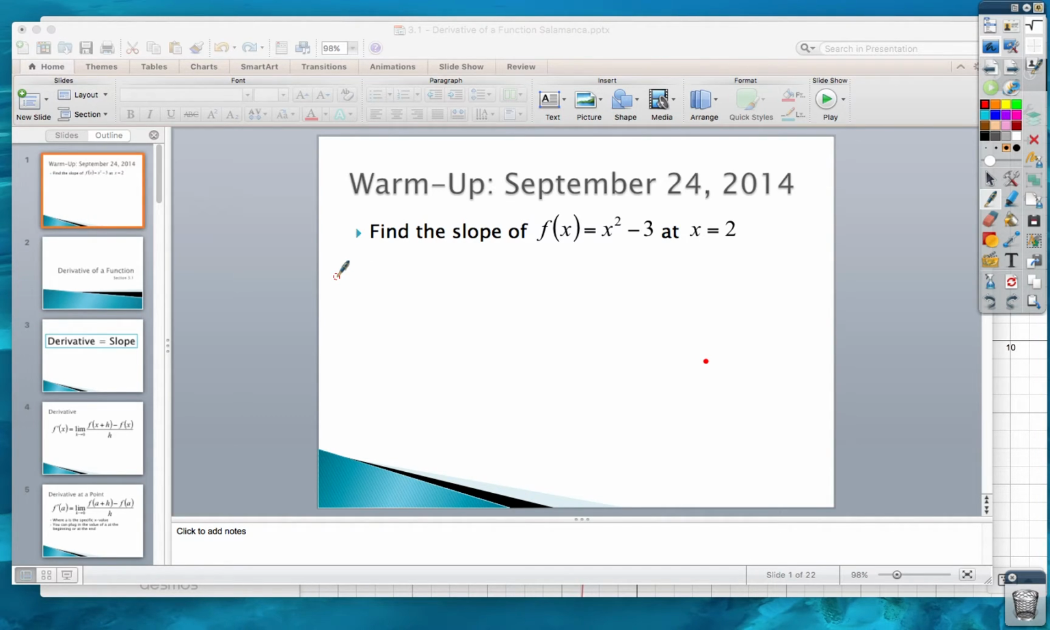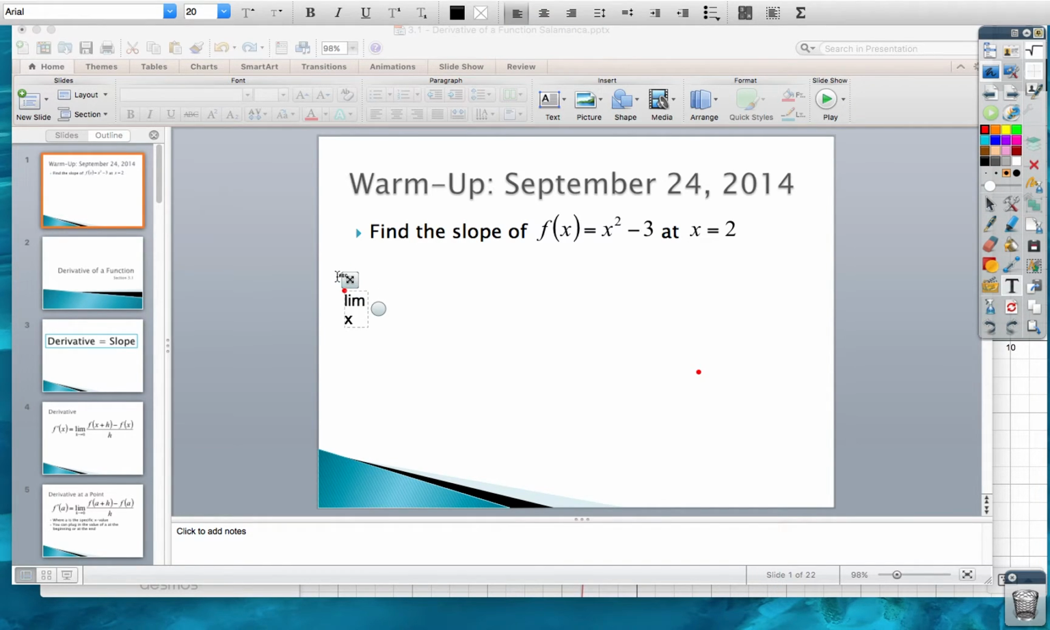Now remember, in order for us to find the slope of a tangent at specific points, we need to use the limit as h approaches 0 for the function f of x plus h minus f of x, all divided by h. So we're going to go ahead and do that now. Oops, this should read 0.